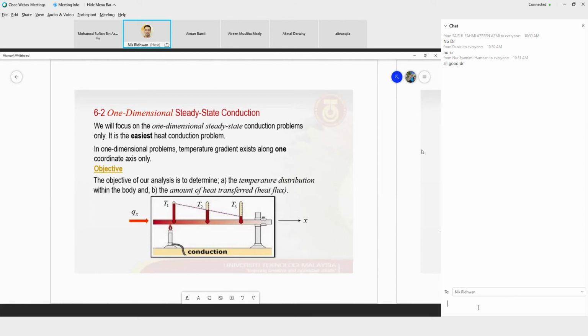So the objective here is to determine the temperature distribution for steady state heat conduction within the body, and also we may want to know the amount of heat transfer, or in other words, what we often call the heat flux.